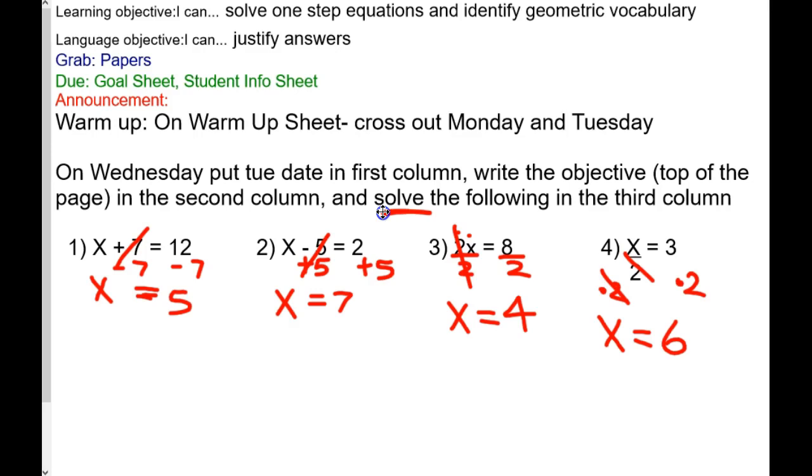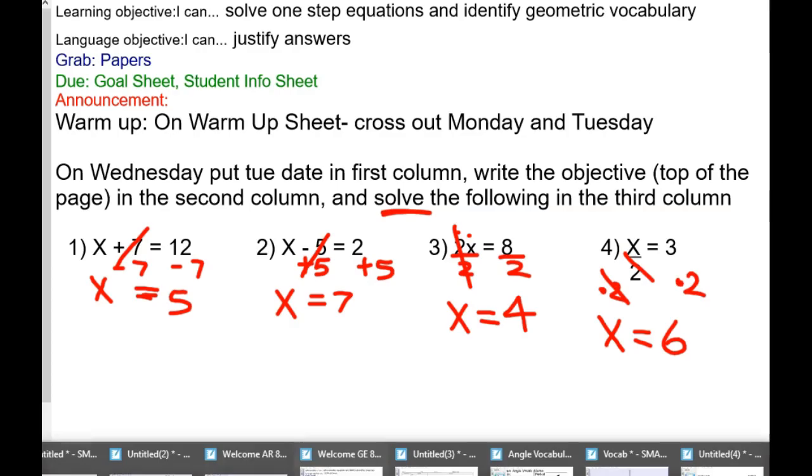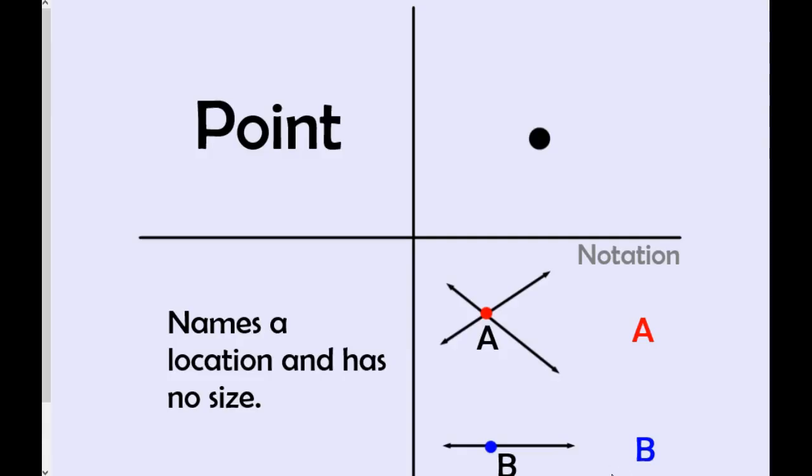All right, so we're going to move on to the other sheet you have. So don't lose the warm-up sheet. Now you have this sheet that looks like a bunch of plus signs, okay? We're going to do vocab, and we're going to talk about the vocab in 4 different ways. So let's start with our first vocab word, which is point.